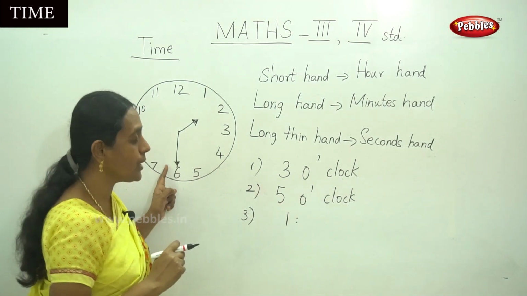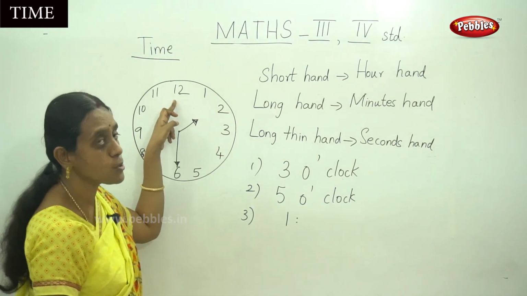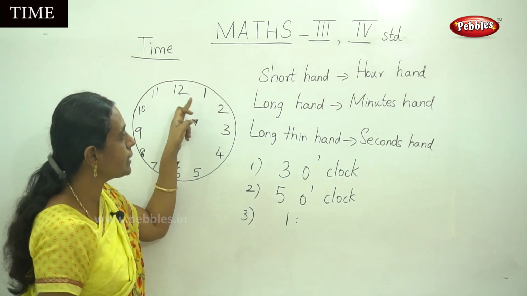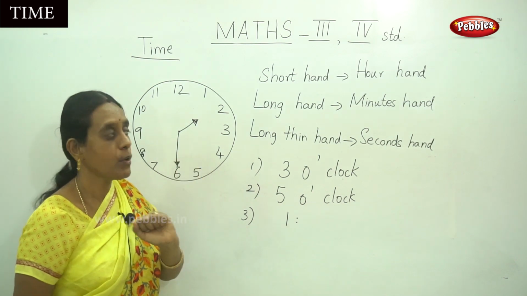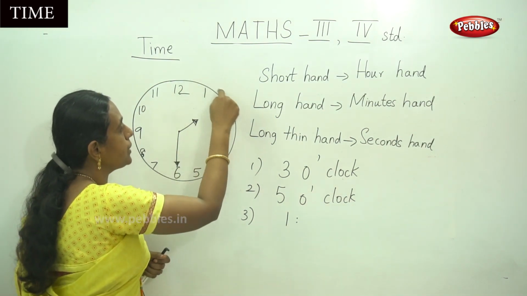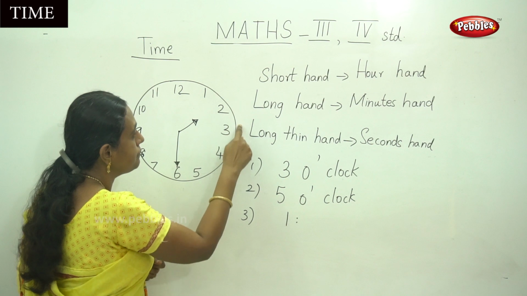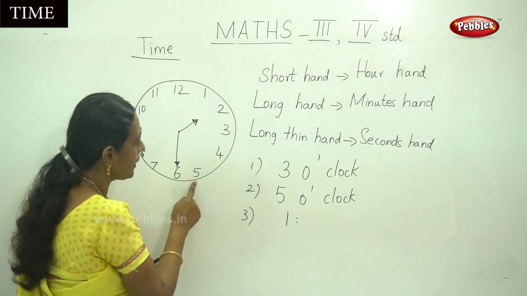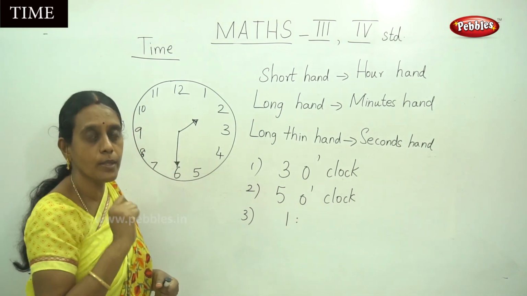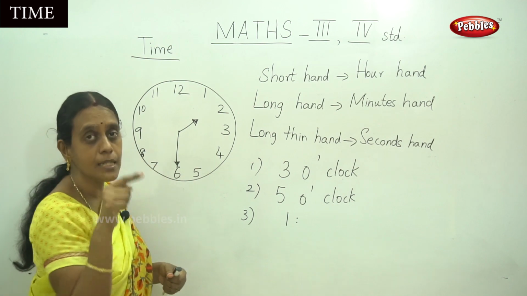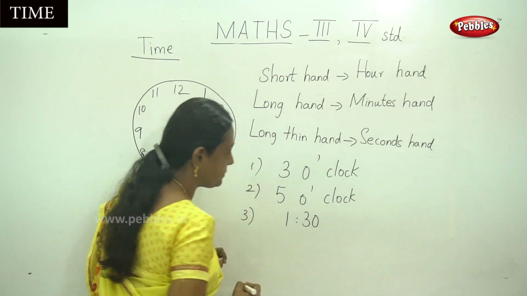How to write down the minutes hand? You have to calculate from 12, using the multiplication table of 5, otherwise skip counting by 5. Count from 12: 5, 10, 15, 20, 25 and 30. So the long hand shows 30 minutes. So you have to write 1:30.